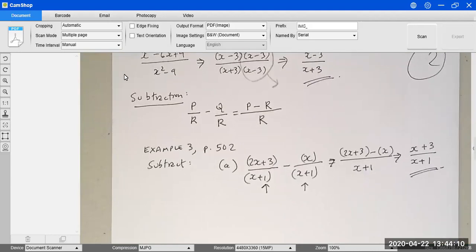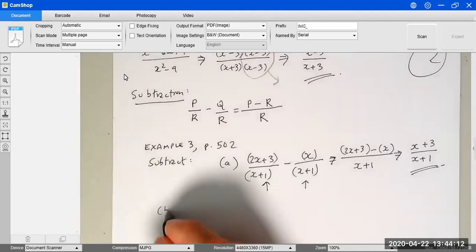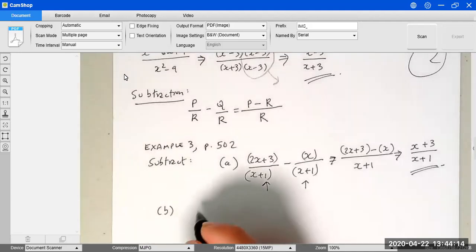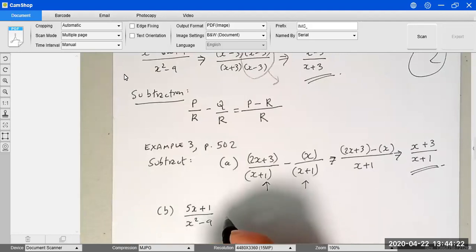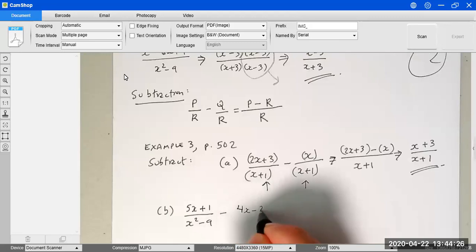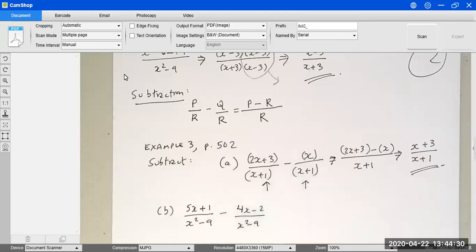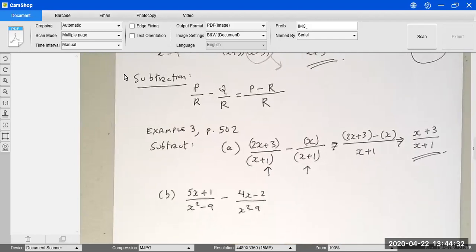Then there is another problem: 5x plus 1 over x squared minus 9 minus 4x minus 2 over x squared minus 9. That's the way that the problem is written in your book.